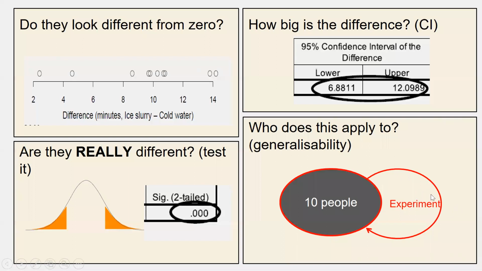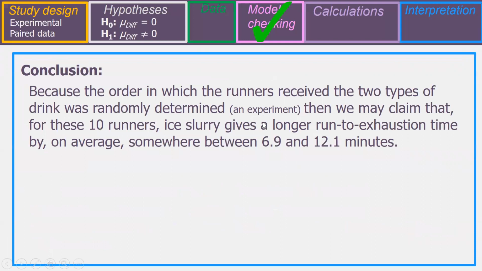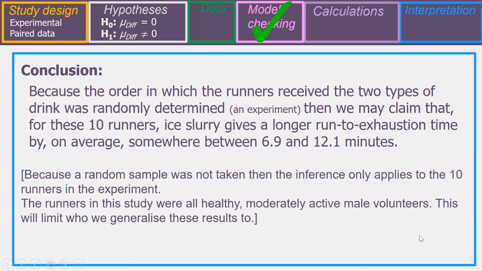So our conclusion, remember, just to the 10 people in the experiment, but we're going to be able to say that the difference is caused by the drink type. Okay, we have an experiment because of that random allocation. So for these 10 runners, ice slurry gives a longer run to exhaustion time, on average somewhere between 6.9 and 12.1 minutes. We don't have a random sample. The volunteers were healthy, moderately active men. Potentially we could generalize to other healthy, moderately active male volunteers, men, assuming that they were not different from those in the study.